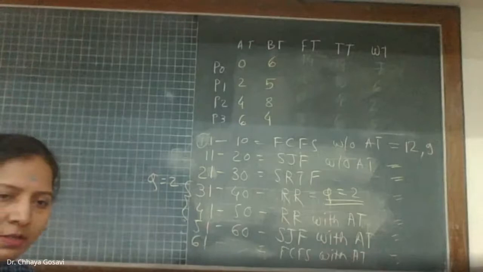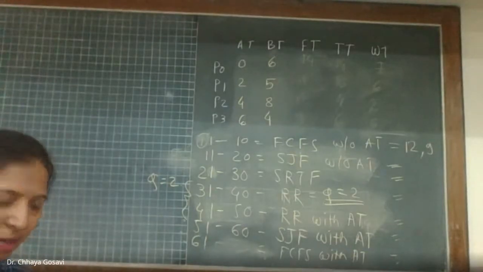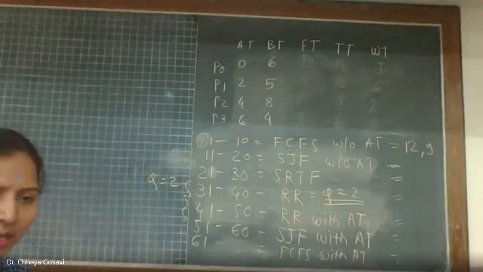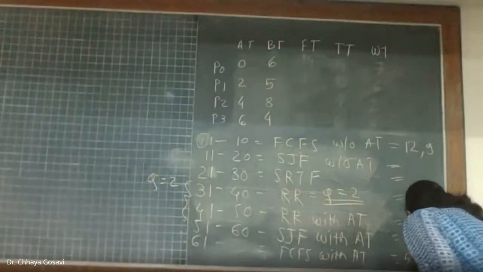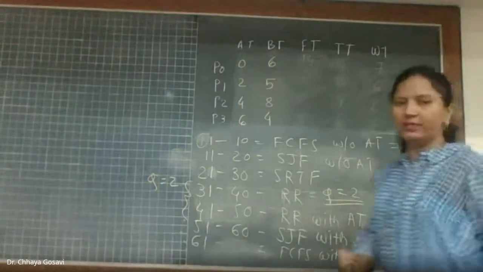What value are you getting, Zoe? 63. 5.5 or 6? Sorry, ma'am. What is the value of average wait time? 6. You are getting 6. Majority is 6. Check.